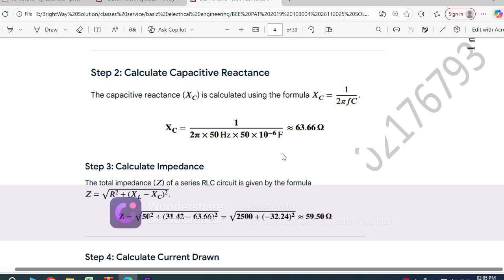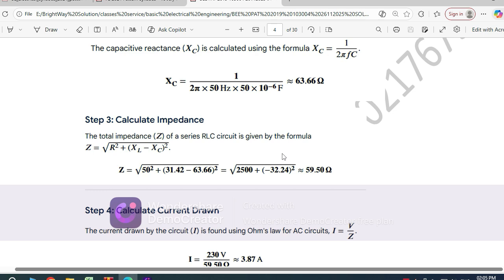Next, we calculate impedance. Z is equal to the square root of R square plus, in bracket, XL minus XC, in bracket complete square. You get the value 59.50 ohm. Okay, this is the actual total opposition, the impedance of the circuit.